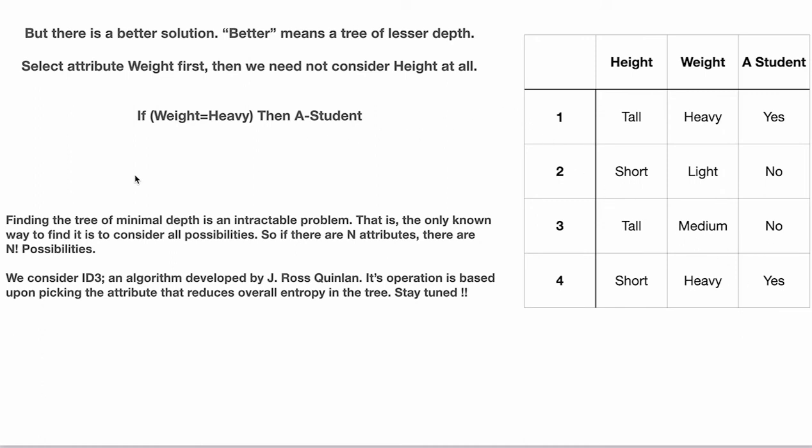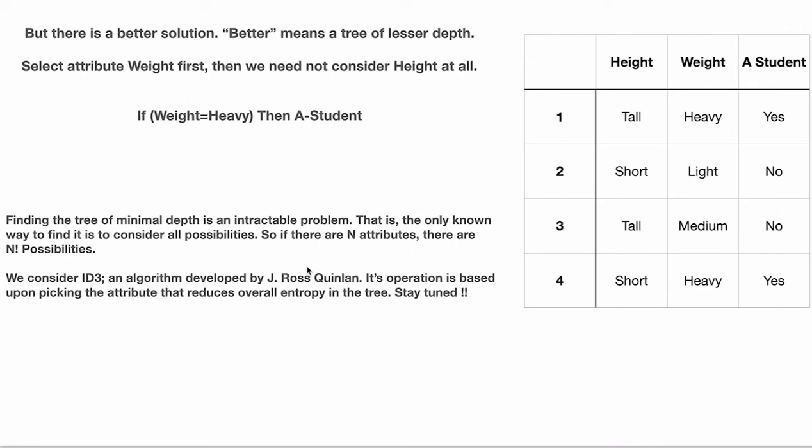So the question comes to, how do I find the tree of minimal depth? And it turns out that that's an intractable problem. Intractable doesn't mean it's impossible, it just means it would take a very long time. Now, in this particular example, where there are only 2 attributes, that's not bad. But I want you to imagine that instead, suppose we had 10 attributes. Well, then we would have to consider all the possibilities.